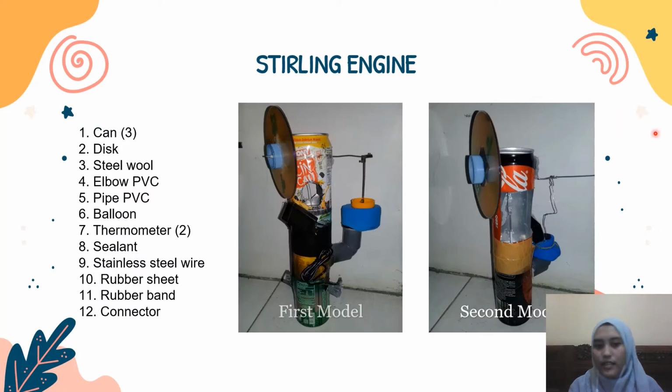As I said before, we also made some modifications during the experiment for the Stirling engine, resulting in two models. The first model was made based on the first proposed design, and the second one was made because of the evaluation, because after the first model did not run as well as expected. And this shows some of the components that we bought to produce this type of Stirling engine.